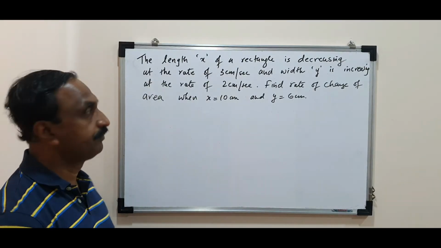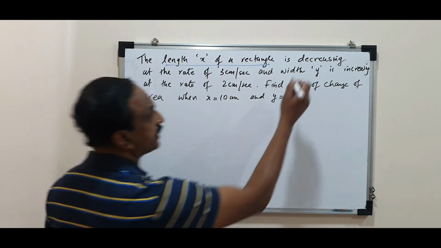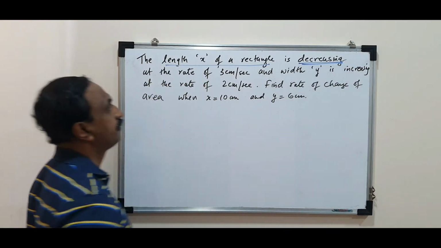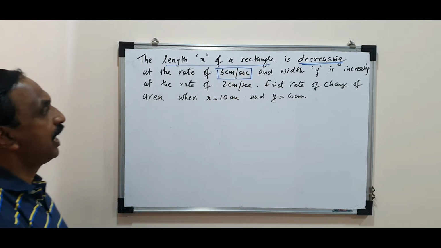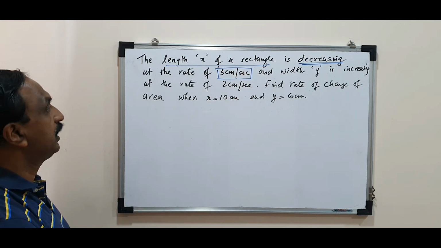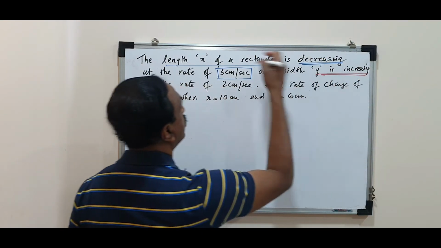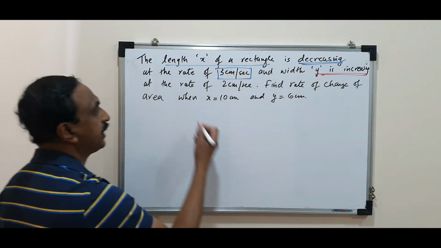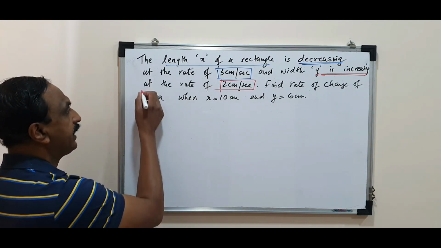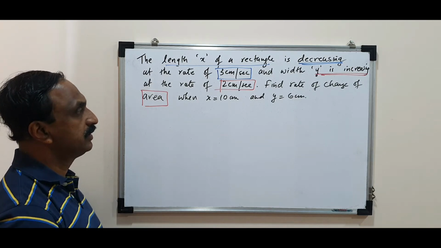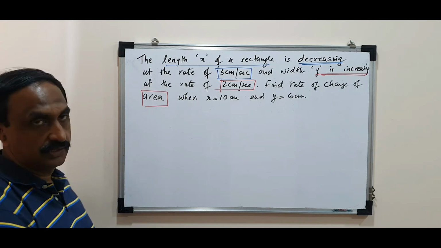Slightly different problem. The length of a rectangle x is decreasing at the rate of 3 centimeters per second, and the width y is increasing. So here one side is decreasing, the other side is increasing at the rate of 2 centimeters per second. Find the rate at which area is changing when x is 10 centimeter and y is 6 centimeter.